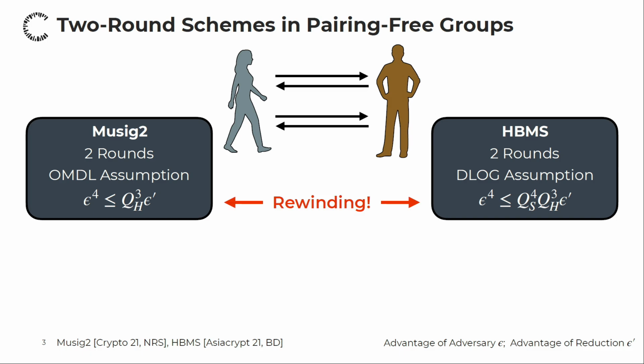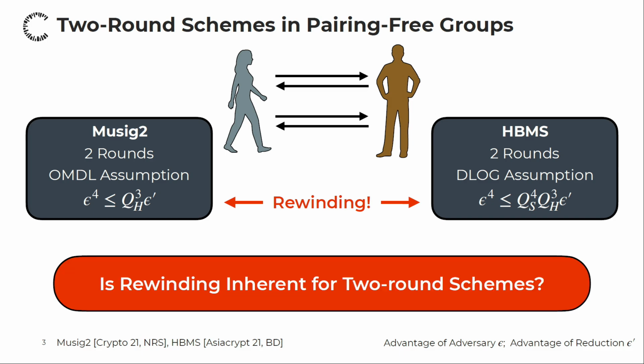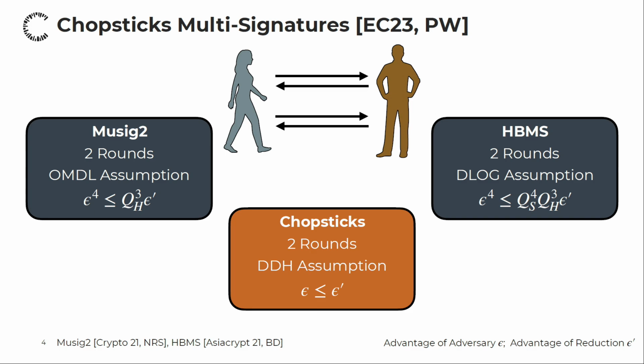So we have seen in the previous talk, rewinding leads to problems. Here it leads to different problems, namely a very loose reduction. So what we asked before the last Eurocrypt was the question whether this rewinding is inherent or whether you can avoid it in that setting. And last year at Eurocrypt, Jiaxin and I presented this work called Chopsticks, a 2-round scheme that is tightly secure based on the DDH assumption.